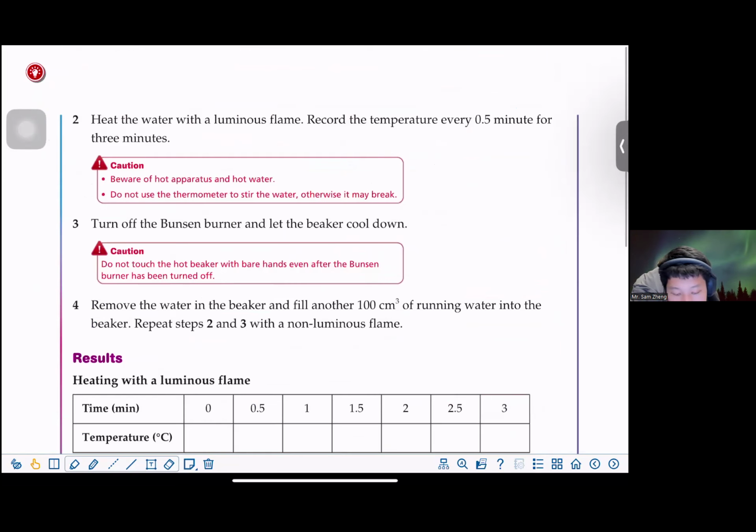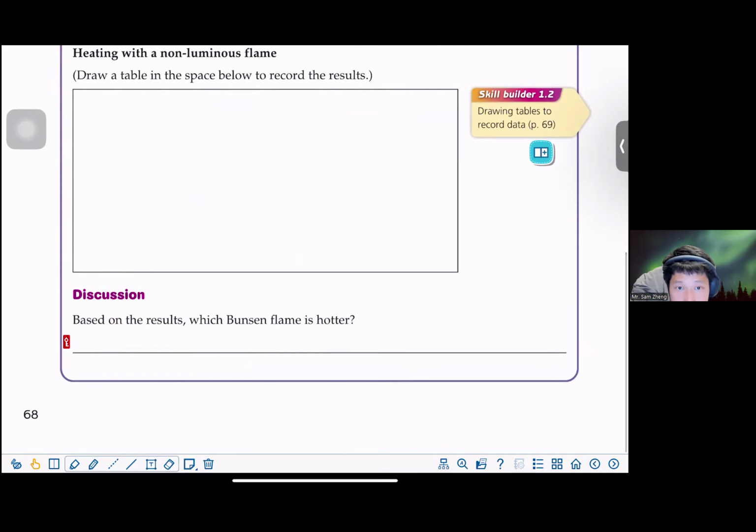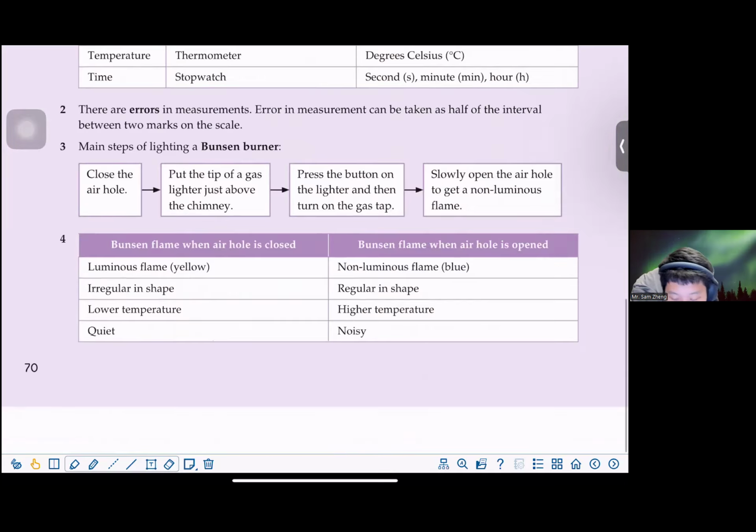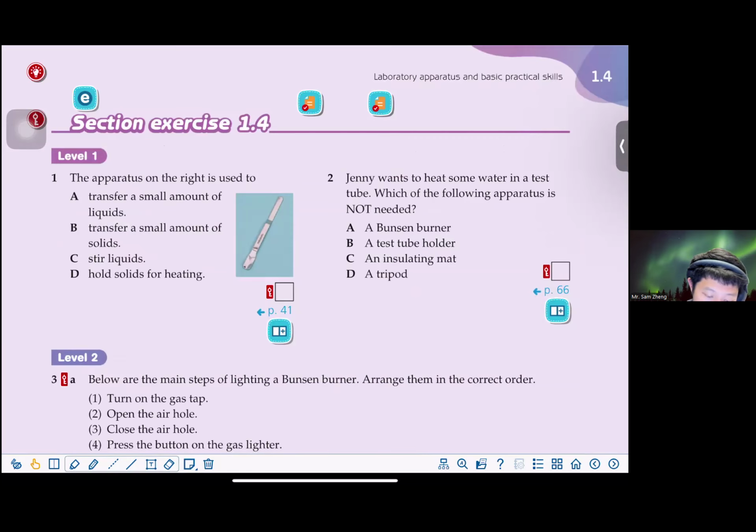Then, when we do some comparison for the temperature of the flame, normally we will find out that the non-luminous flame, that means the one where the air hole has been opened, would be hotter.